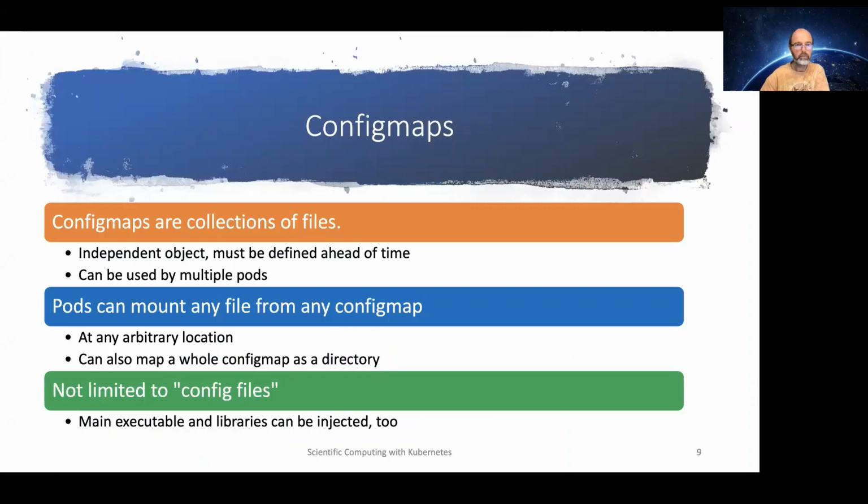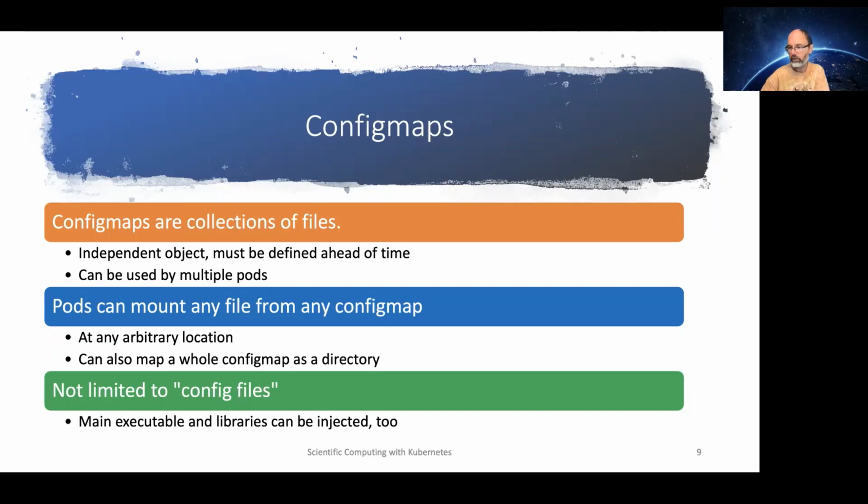The config maps are essentially a collection of files. You create a config map ahead of time, populate it with any number of files you want, and then when you're ready to launch a job or a pod, you can mount any of those files inside the container in any location you want, literally any location you want.